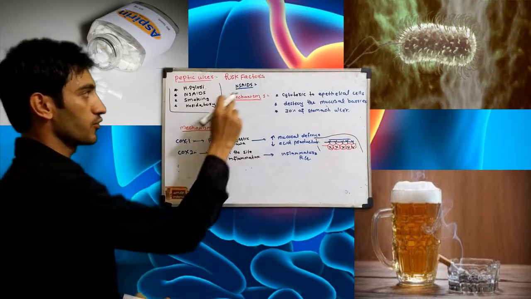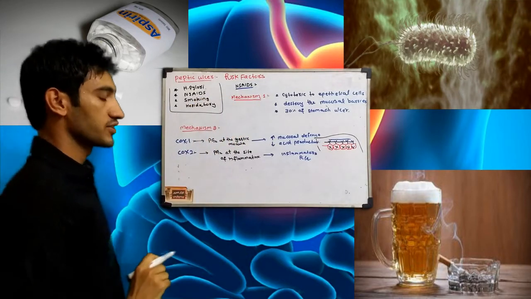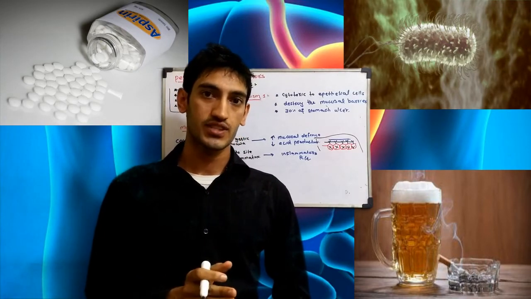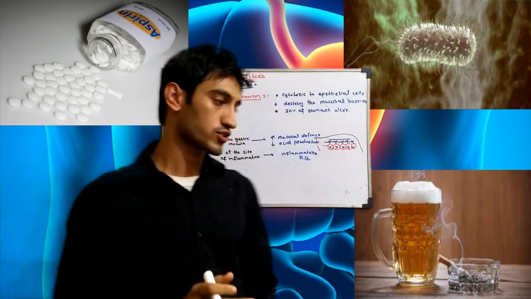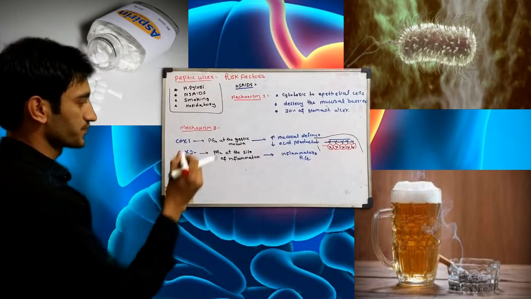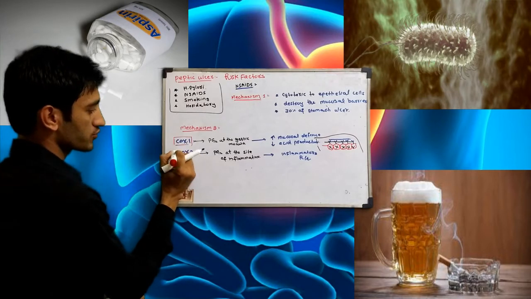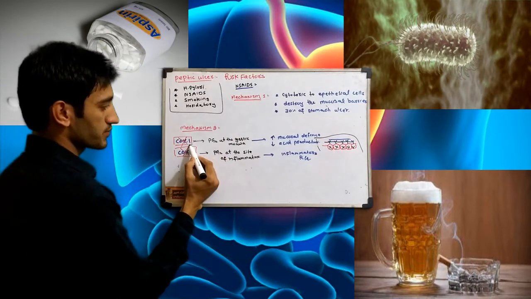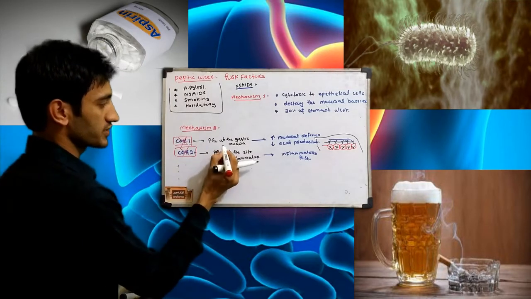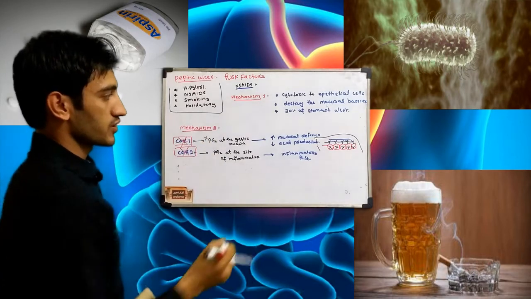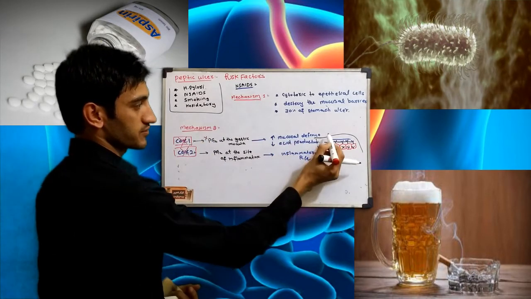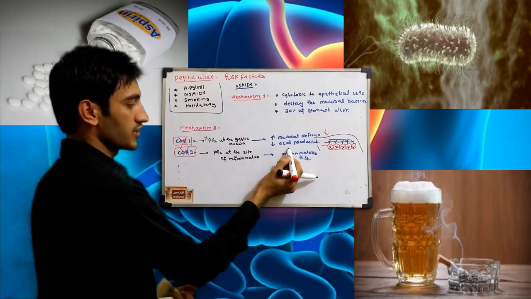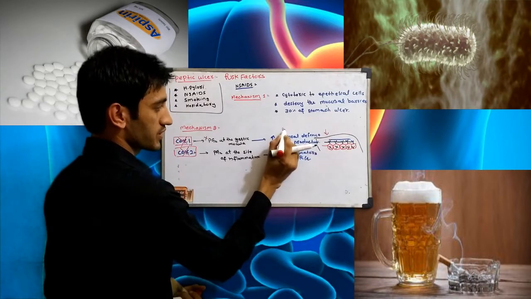Normally, when we give NSAIDs, there are different categories of NSAIDs. One is non-selective, one is selective. Non-selective NSAIDs are those which inhibit both the enzymes COX-1 and COX-2. So if we give non-selective NSAIDs, it will inhibit both COX-1 and COX-2. When these enzymes are inhibited, there will be no production of prostaglandins at the gastric mucosa. So there will be decreased mucosal defense, and there will be no reduction in acid production. So what will happen? Ultimately, it will cause peptic ulcer.